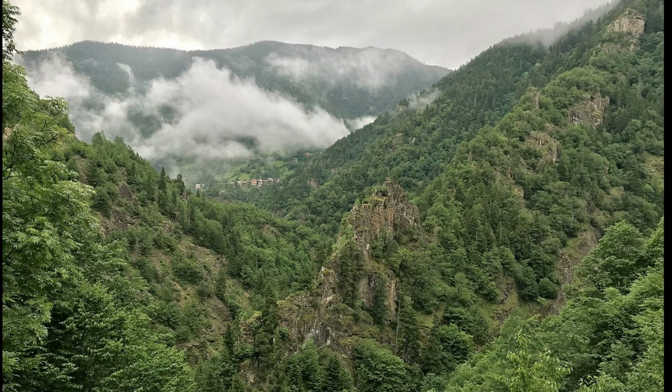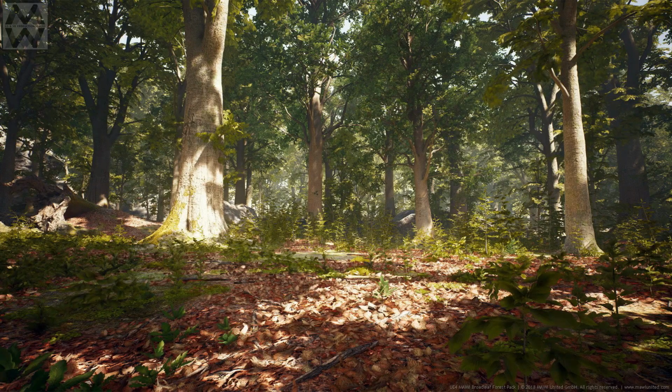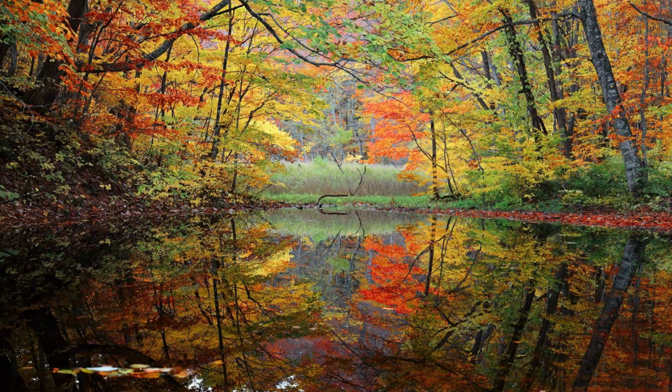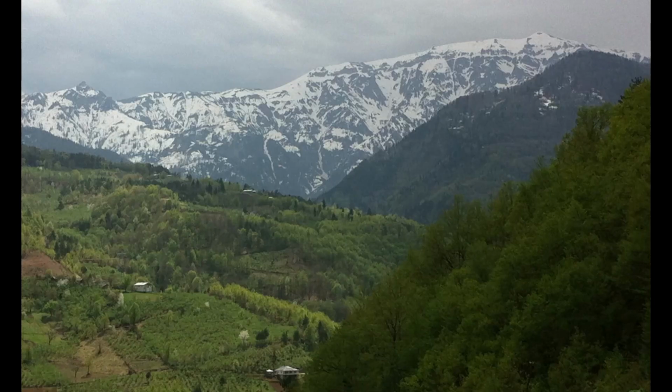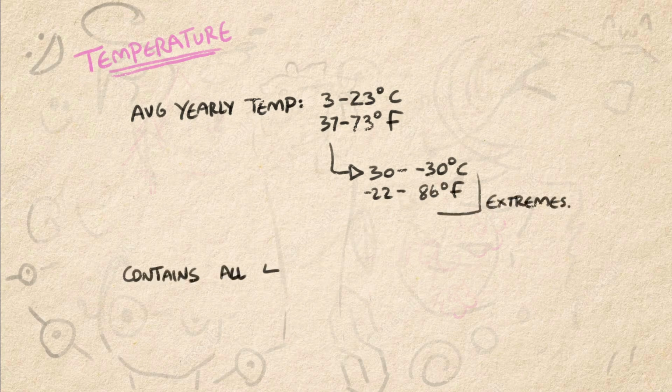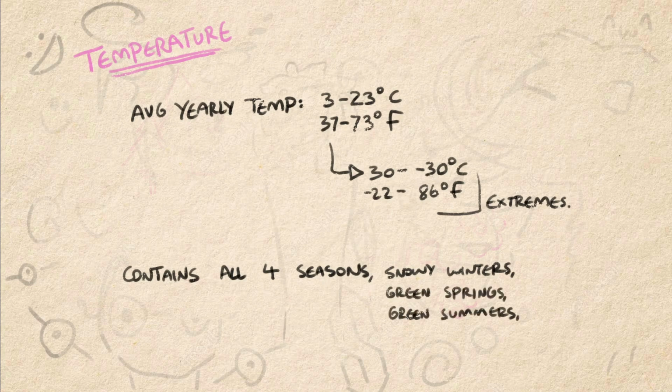And as an example, we'll be using the temperate forest, or temperate deciduous biome, since it's a pretty standard setting for a lot of writing, and happens to cover massive amounts of both Europe and not Europe. Temperature decides a lot of your setting, and temperate forests have a broad climate of 3 to 23 degrees Celsius, 37 to 73 degrees Fahrenheit on a yearly average, with extremes at 30 to negative 30 degrees Celsius, negative 22 to 86 degrees Fahrenheit, depending on how severe the winters and summers are.